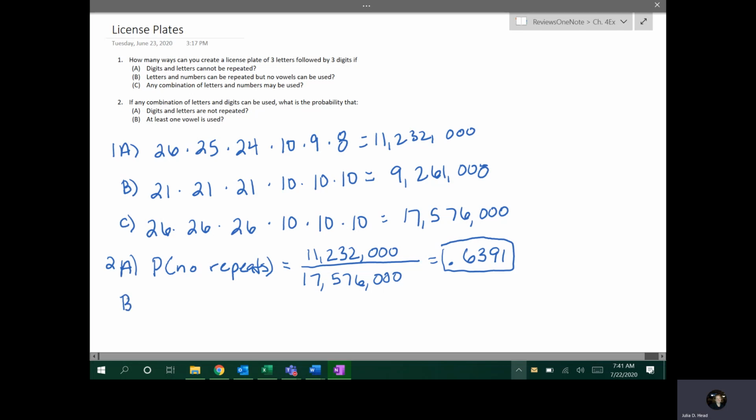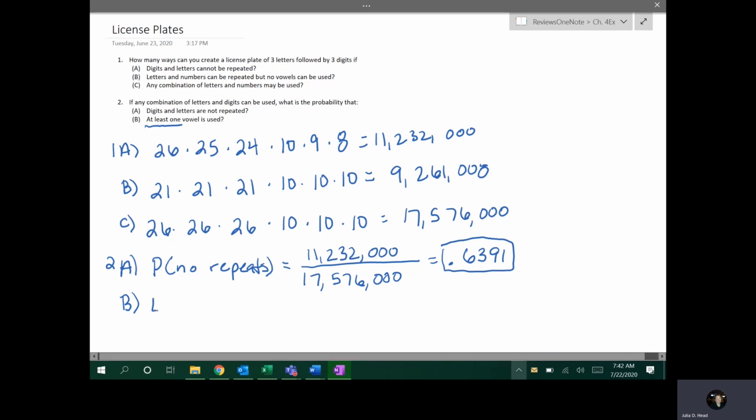So for part B, you might think that it will be very similar and we're just going to divide again, but it's different. It doesn't say the probability that no vowel is used. It says the probability that at least one vowel. Now, this is not true in other chapters, but in chapter 4, when it says at least one, most of the time that means you're going to be using the complement rule.